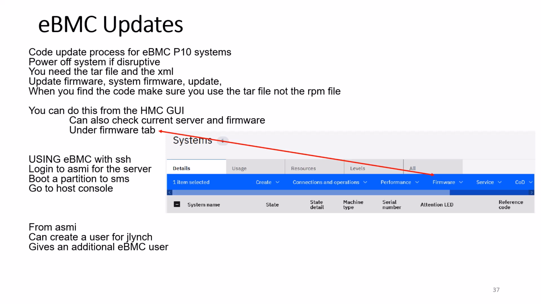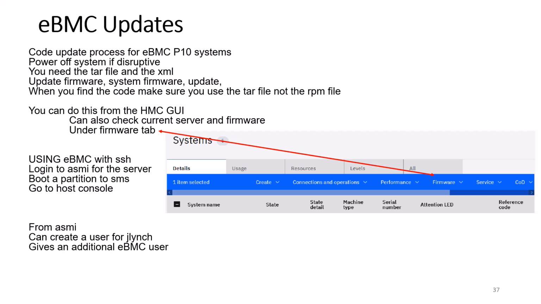You can do it from the HMC GUI. You can also check the current server and firmware levels under that firmware tab on the HMC. There is also a way to do it using SSH. I don't tend to do that. I find that the GUI is actually a little bit safer.